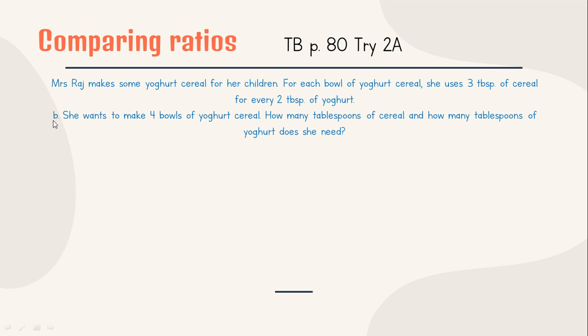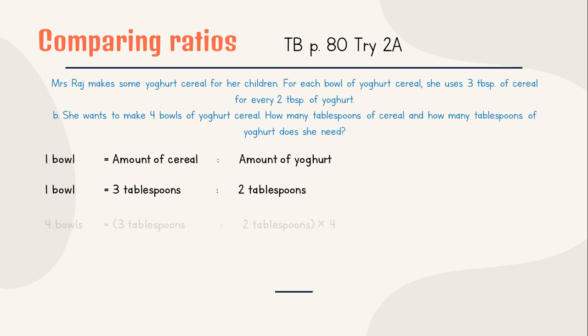Now we are at part B. She wants to make 4 bowls of yogurt cereal. How many tablespoons of cereal and how many tablespoons of yogurt does she need? Each bowl means 1 bowl. For 1 bowl, Mrs. Roger will use 3 tablespoons of cereal and 2 tablespoons of yogurt. So how about 4 bowls? Just multiply it by 4. It's kind of easy, right?